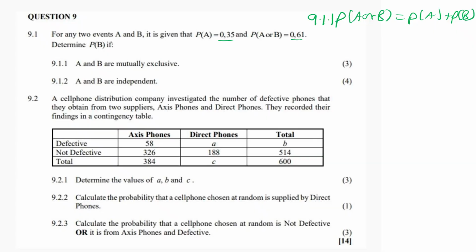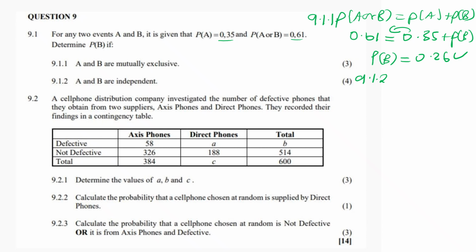Because they are mutually exclusive, we don't have the probability of A and B, which is the intersection. And therefore the probability of A or B is given as 0.61, the probability of A is 0.35, plus the probability of B. Therefore the probability of B is 0.61 minus 0.35, which is equal to 0.26. Very good. Therefore now 9.1.2.